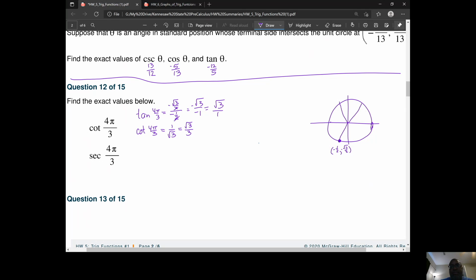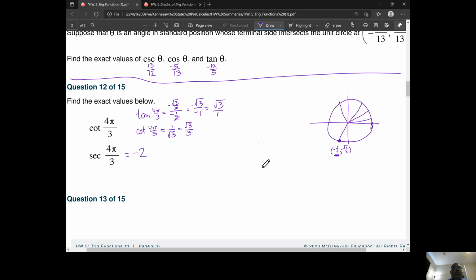Sorry, I was going through the tangent values in my head, because it's root 3 over 3, 1, root 3. So it makes sense that for cotangent it'd be flipped. So there we go. For the secant of 4 pi over 3, I take my cosine value and I flip it, and I end up with negative 2.